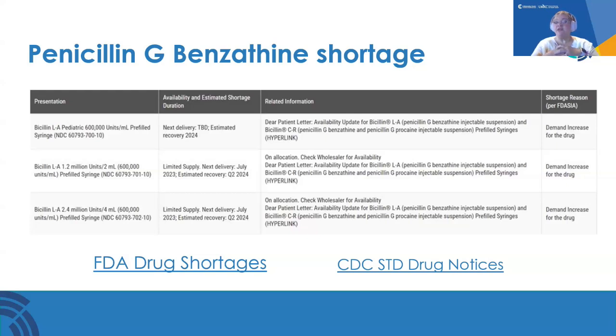If you do have any issues though, you can use Extencilline, which is originally from France and has been FDA approved to be used in the United States. And also you can use doxycycline if you cannot get the penicillin and they're not pregnant.